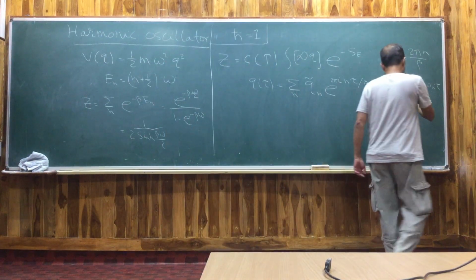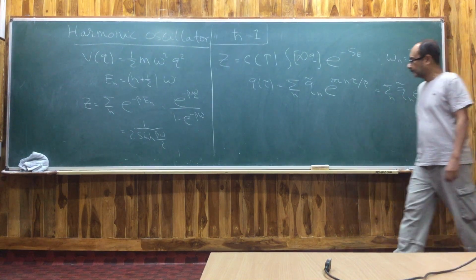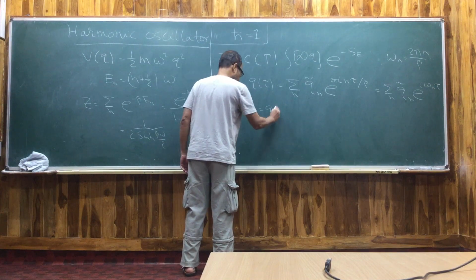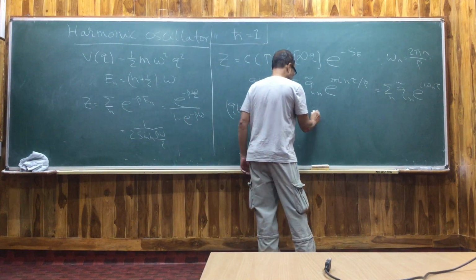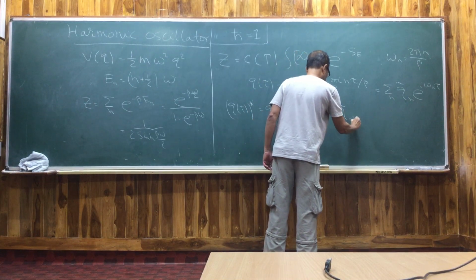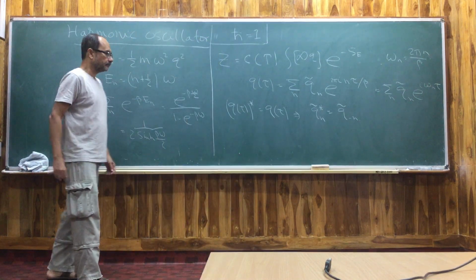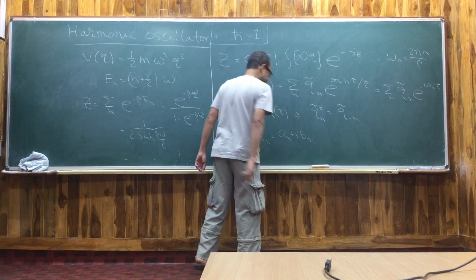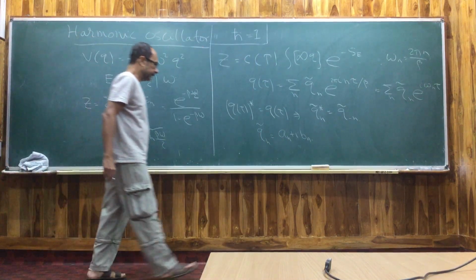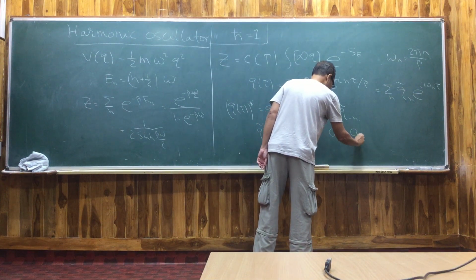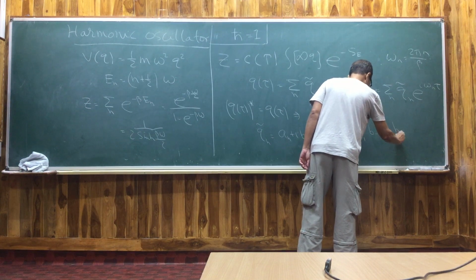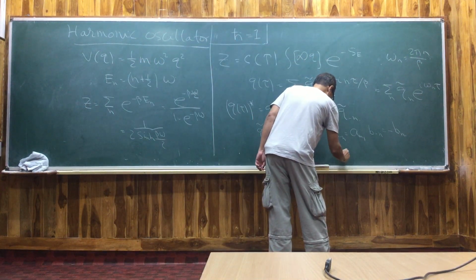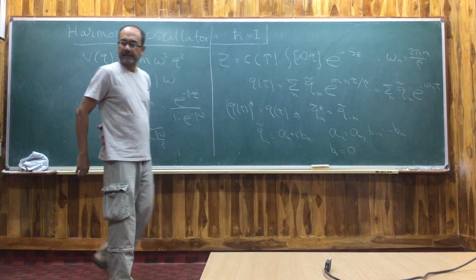But there are some subtleties here. We have to check whether the Q tilde n's are real or complex. Q of course is real. So using the requirement that Q tau star is equal to Q tau, this tells us that Q tilde n star is Q tilde minus n. If we take Q tilde n equal to an plus i bn, Q tilde n itself is not necessarily real. Then we have a minus n is equal to an, b minus n is equal to minus bn, and b0 is 0. For n equal to 0, a0 is the only variable.